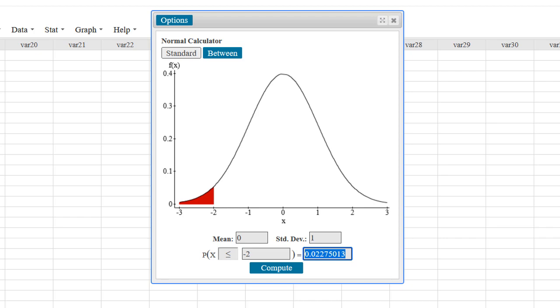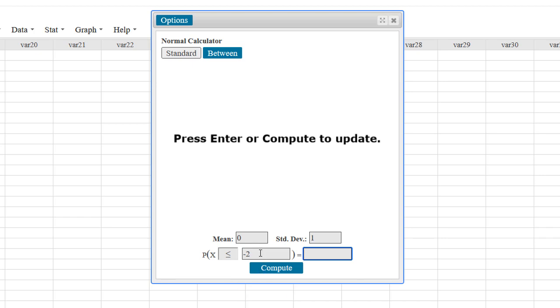Problems number 11 and number 12 are working backwards, so we want to find what z-score corresponds to the 20th percentile. To do the problem working backwards, let's first clear out both the boxes. Since we want the bottom 20%, this is where the area is given, so this is red, the probability. The x is less than something equals the probability. We want this to be 20%, so I can type 0.2 and then I hit compute.